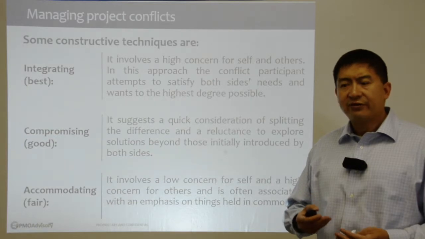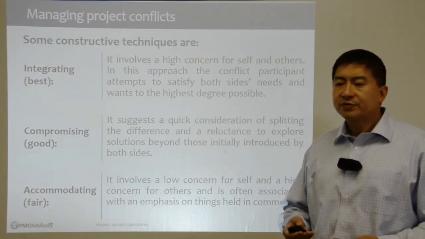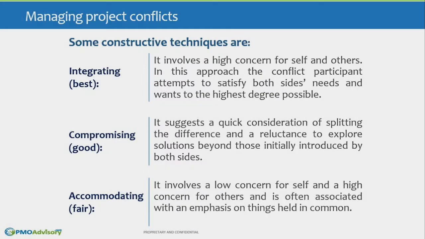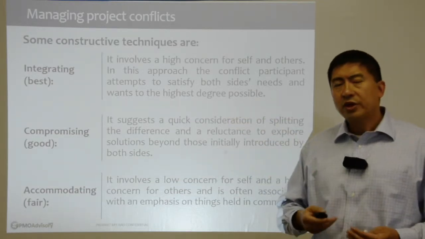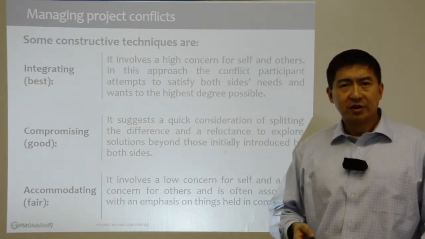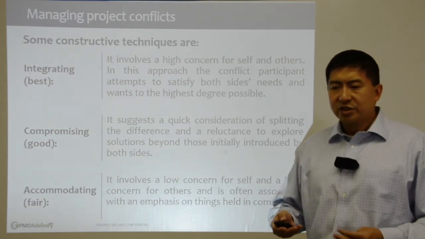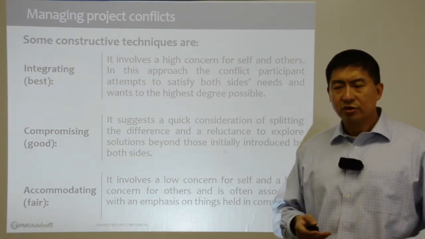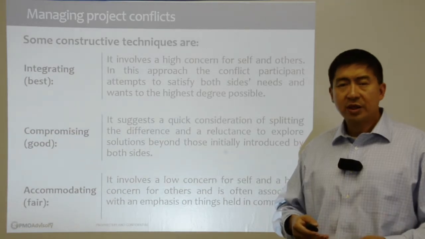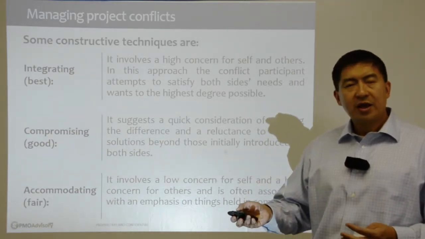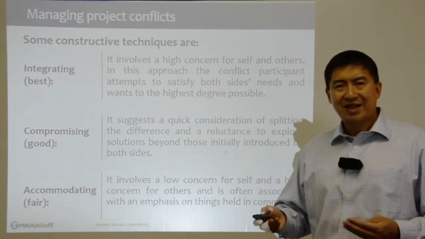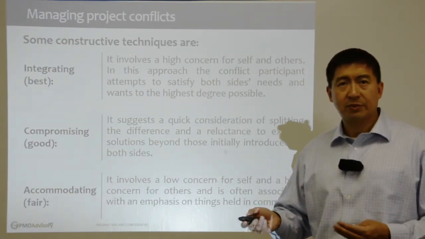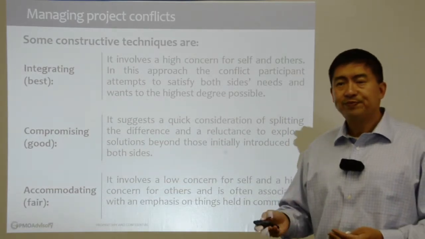And there are really 5 ways to manage project conflicts. This slide shows the 3 primary constructive ways of managing project conflict, starting by integrating. This is what we consider to be the best method of managing conflict. This typically involves a high concern for not only your position, but for the other party's position. And in this approach, the idea is to come up with the best solution that satisfies both parties. Typically, we call it something like that, win-win.